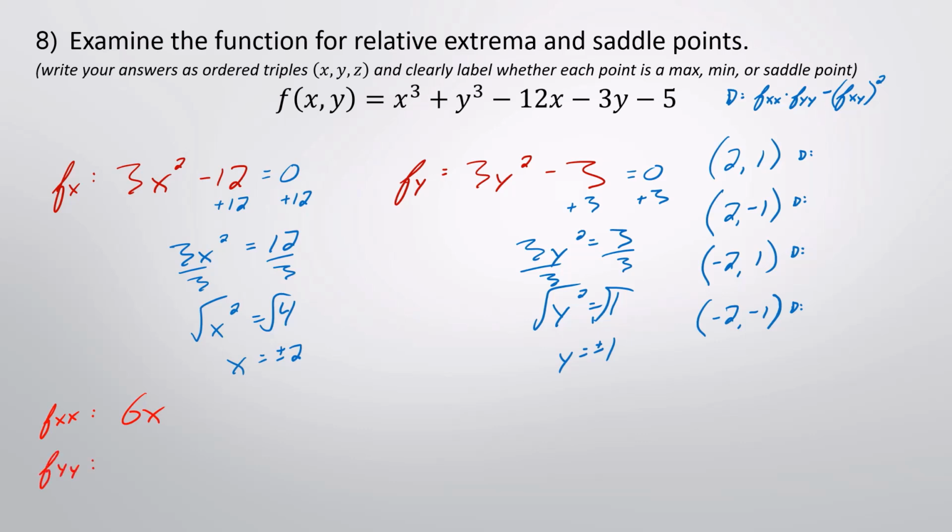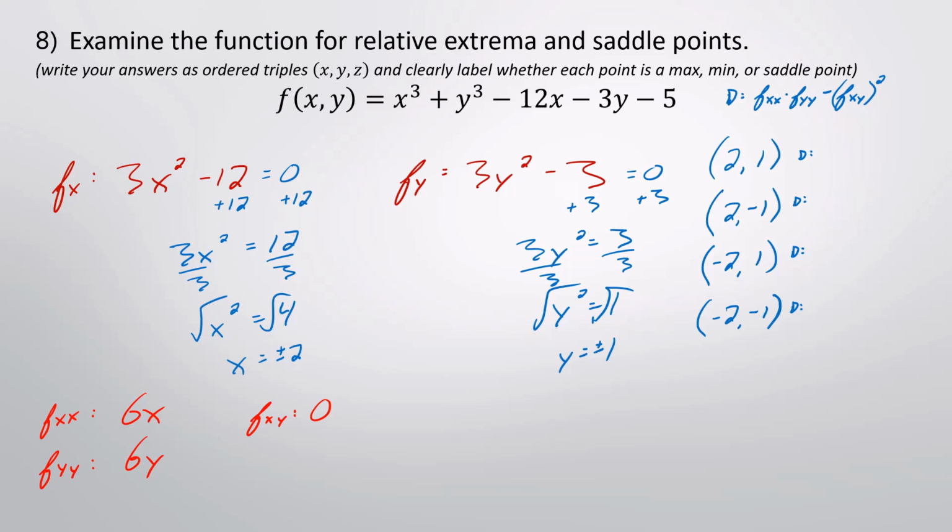Fyy, that's going to be our y with respect to y again, so 3y squared would be 6y, minus 3 turns into 0. And then fxy, since there are no y's, it's just going to be 0 minus 0, so 0. So that actually is going to make the D-test a little bit easier because I'm just going to square 0, which stays 0.